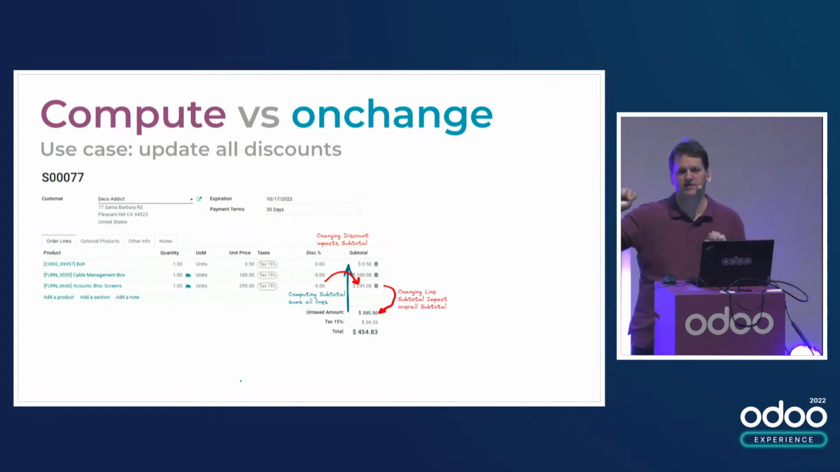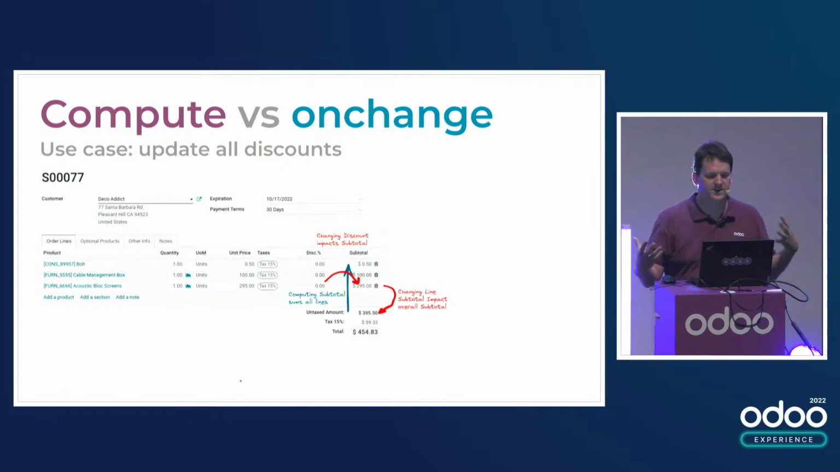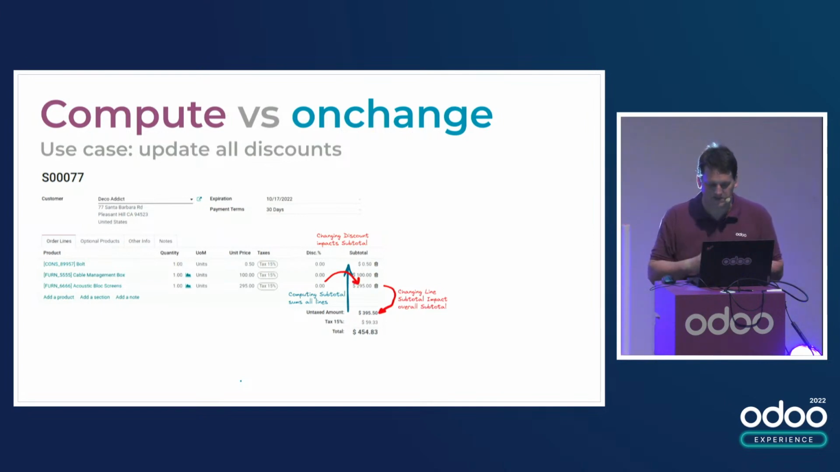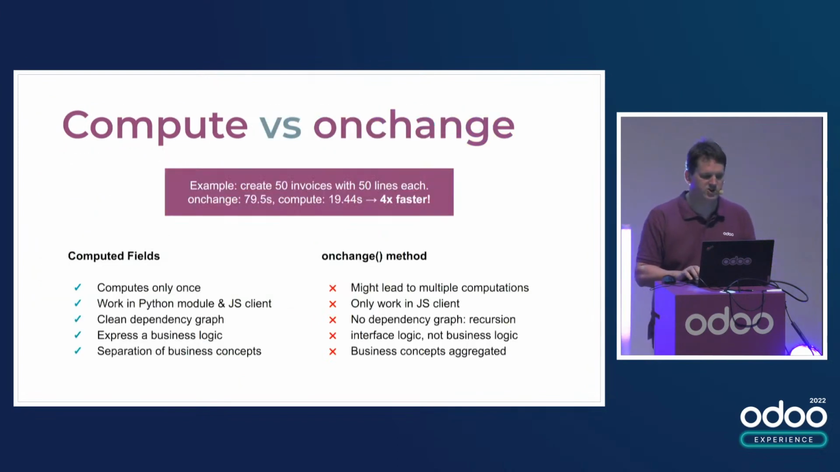From the client side, it's the same. Even though on the server side we implement the feature with compute, on the client side it's still the on-change method that the client sees. So the interface is the same, but behind the scenes on the server, it's much easier to implement.